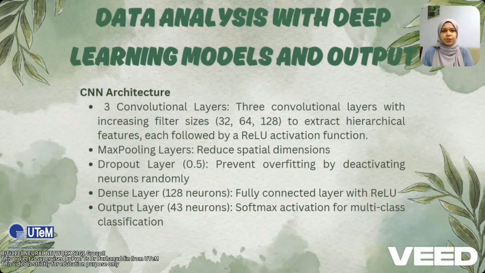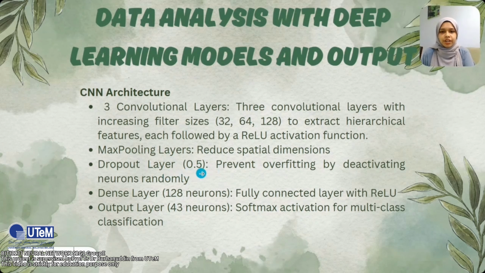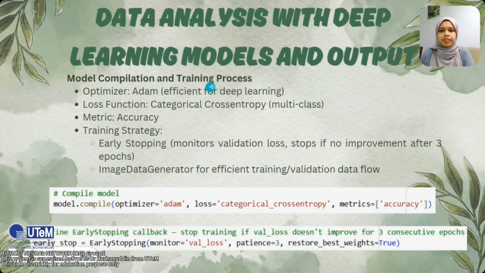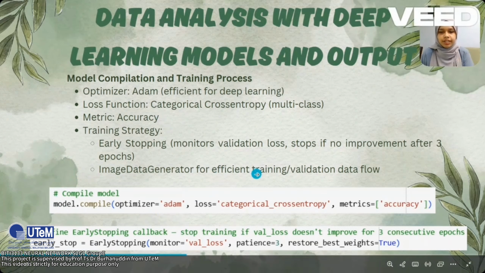Next is data analysis with deep learning models and output. So here we have a CNN architecture with 3 convolutional layers, max pooling layers, a dropout layer with a rate of 0.5, a dense layer with 128 neurons, and an output layer with 43 neurons. For the model compilation and training process, we use the Adam optimizer, which is efficient for deep learning. The loss function used is categorical cross entropy, and the metric is accuracy. For the training strategy, we use early stopping and image data generator. And here is the code for the optimizer that I took earlier.